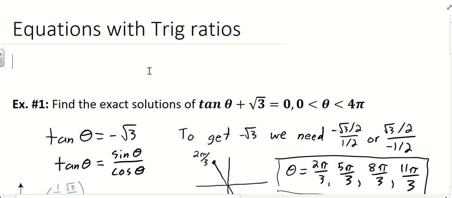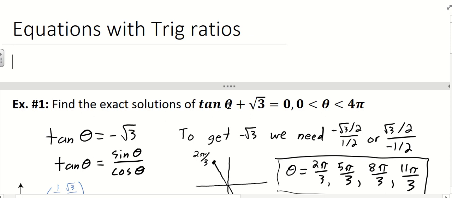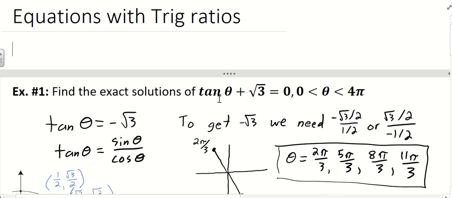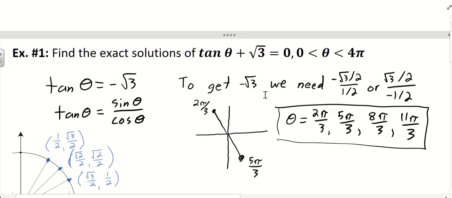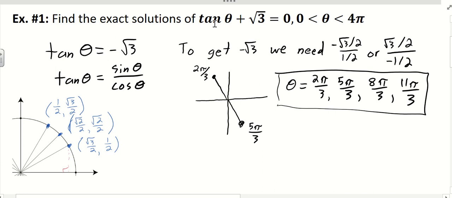Hey class, so we're looking at equations with trig ratios. What we'll be doing here is looking for the angles that make these equations true. All right, so first step here is I want to go ahead and get tangent by itself. So I'll start by subtracting square root of 3 from both sides.